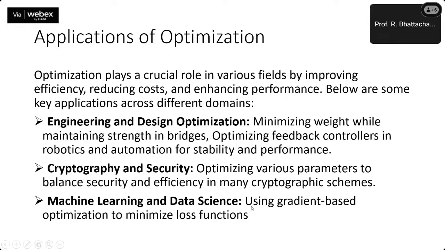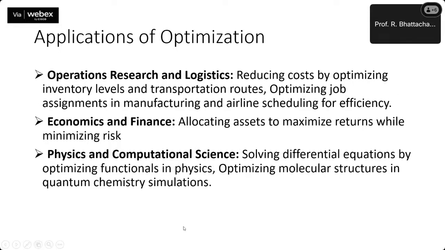As you know, everything we do, even in day-to-day life, we look for optimization, minimizing something, maximizing certain things. In engineering and design, optimization is used. In cryptography and security, they use optimization to balance security and efficiency. In machine learning and data science, they use gradient-based optimization to minimize loss functions. Also operations research, logistics, economics, finance, physics, computational science. So the area is endless. Everywhere it is used, and although the fundamental principles are more or less the same, the problem is presented considering the context in which it is being applied.